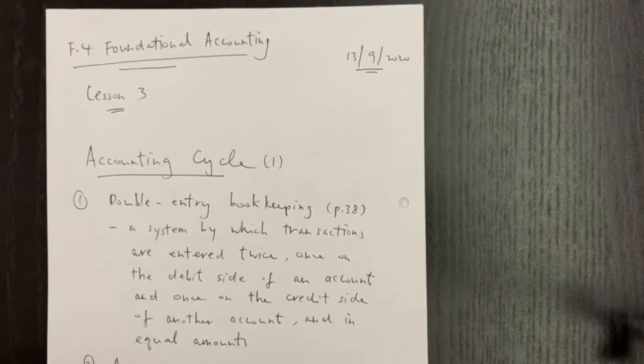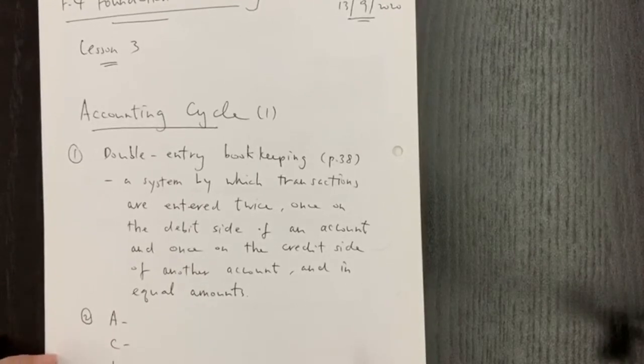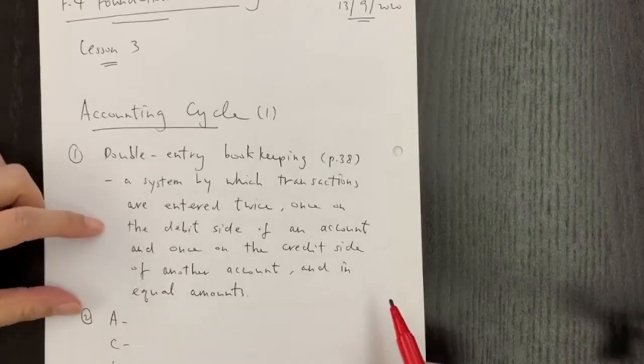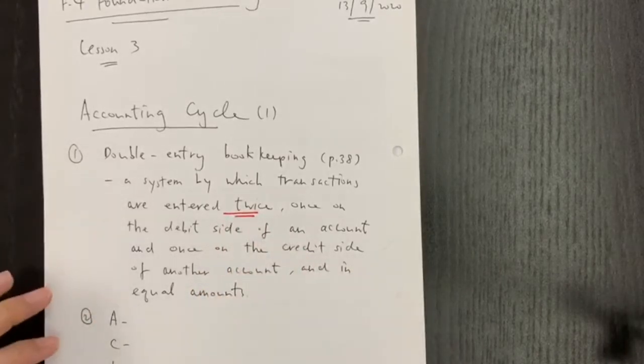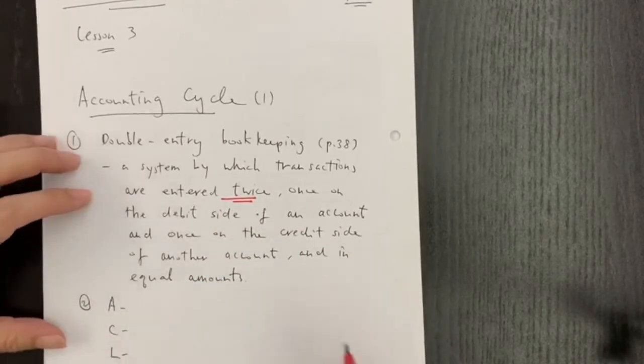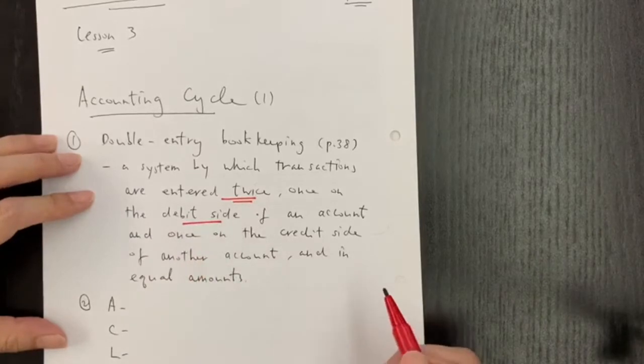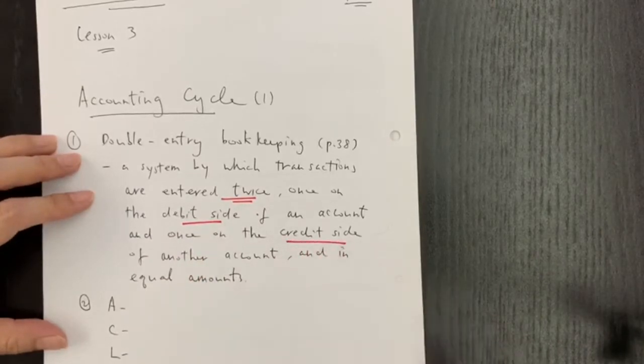Okay, so today's lesson is about the accounting cycle. Now, before we look at the accounting cycle, let's do some revision one more time. Do you still remember what is the meaning of double entry bookkeeping? We always enter a transaction 2 times, so here twice. Why do we enter 2 times? Because once on the debit side and then once on the credit side.